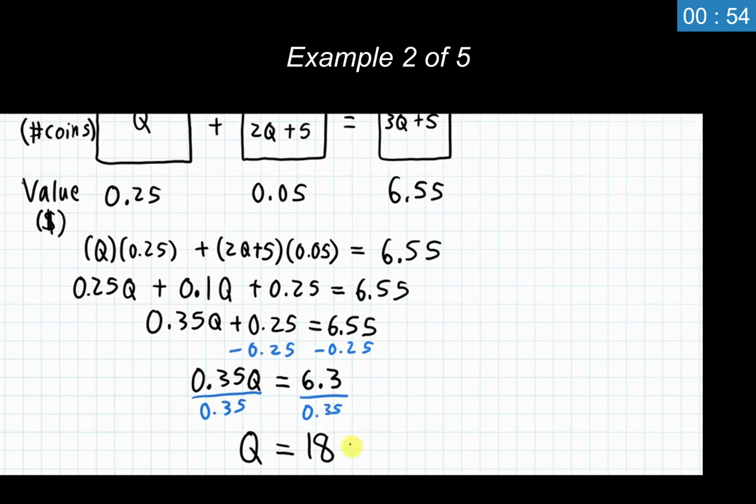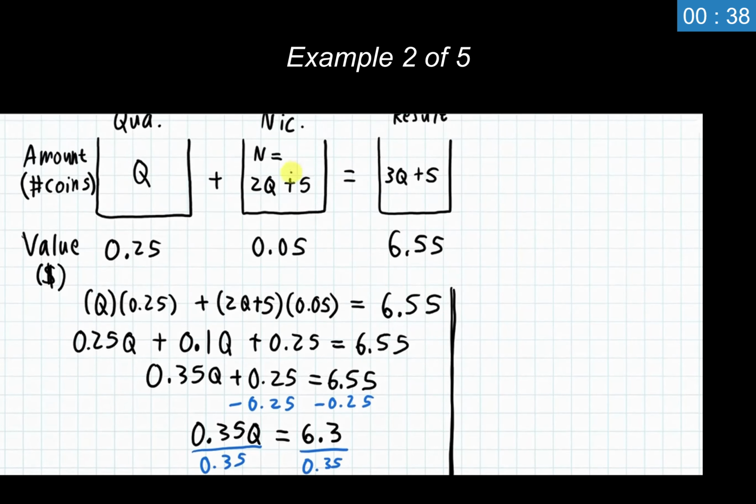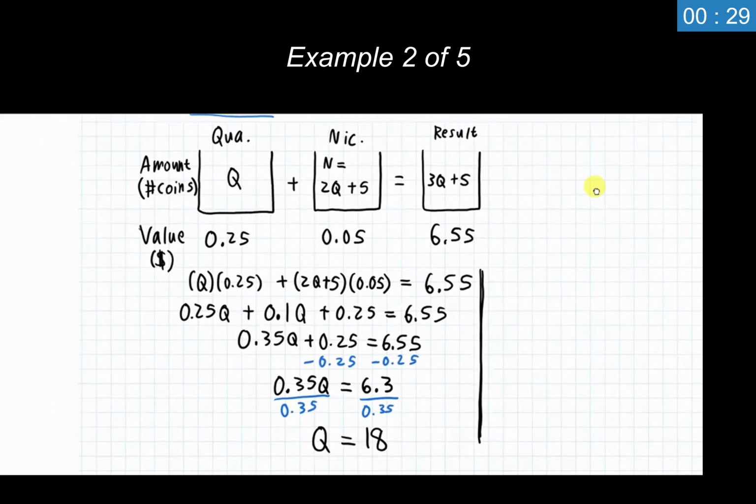From here, we are getting that we have 18 total quarters. Now, we need to figure out how many nickels we have. Well, thankfully, we already have an equation set up that's going to solve that for us. We had right at the top here, the number of nickels is equal to 2Q plus 5. Let me try and zoom this out just a little bit, maybe I can get it all on the screen. There we go.